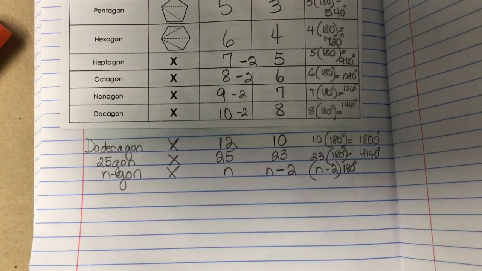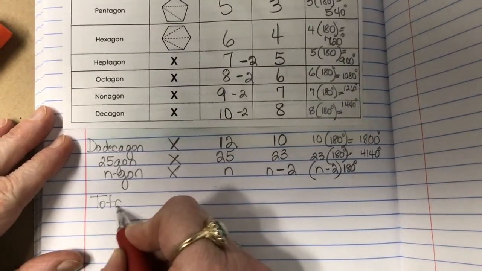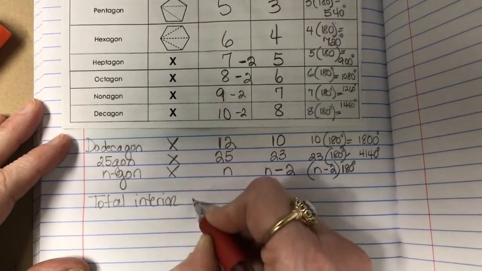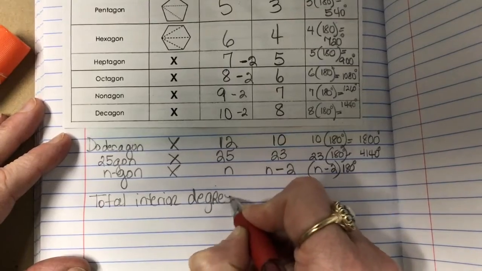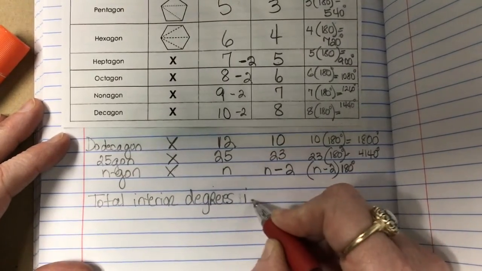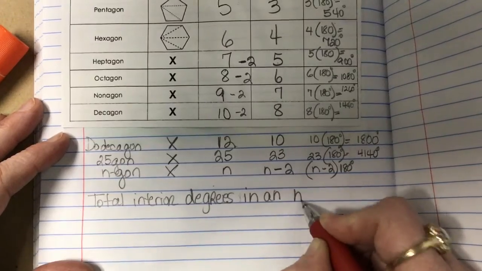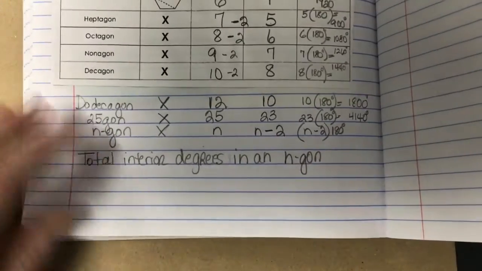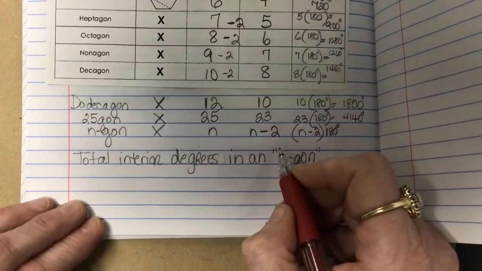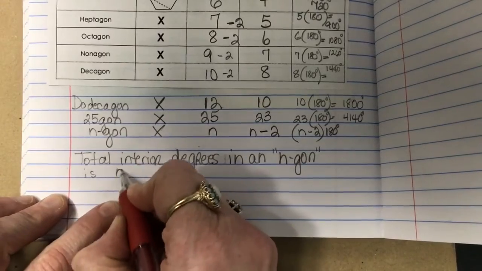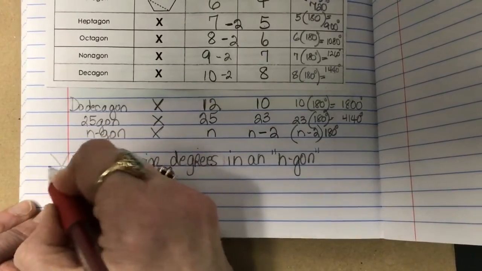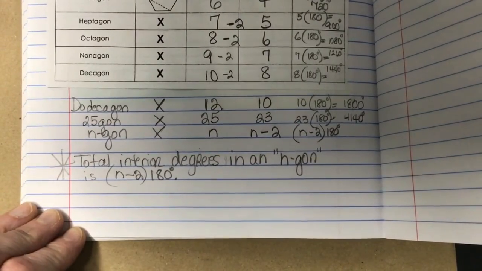We're not even going to distribute it. We're going to leave it just like that. So the total interior degrees in an N-gon, that means 20-gon, 50-gon, 23-gon, whatever, in an N-gon is N minus 2 times 180 degrees. Put a star there. You've got to know that formula.